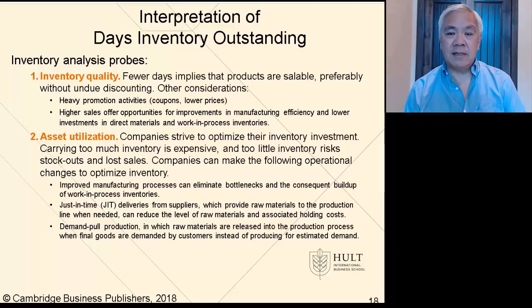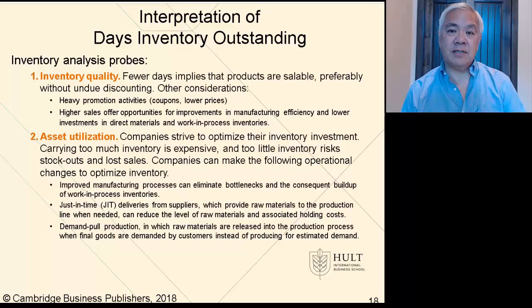Then asset utilization. Easy part is the lower the days, the harder your assets are working for you, right? Because you're turning it over quite often. We want to watch out for other considerations and perhaps ways to improve it. One is reduce the bottlenecks so things flow more quickly through. And if you could flow from raw material to manufacturing faster, then your days are going to drop and you're going to be more efficient.